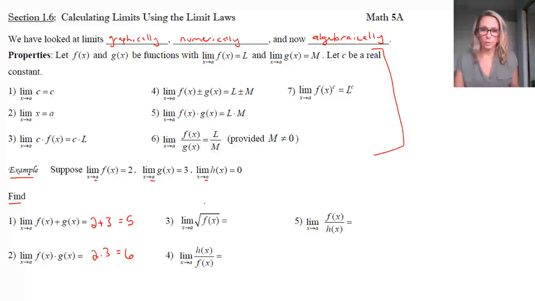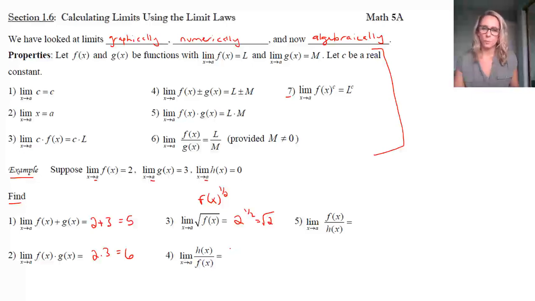For the next one, you really just want to remember that f of x, the square root, is the same as f of x to the 1/2. So what this tells us from limit law number 7 is that this is the same as taking the limit for f of x, which is just 2, and raising that to the 1/2. So 2 to the 1/2, square root of 2, however you want to say it.